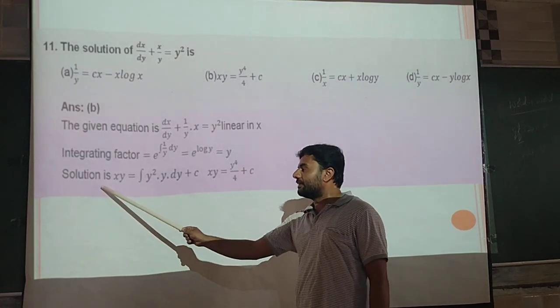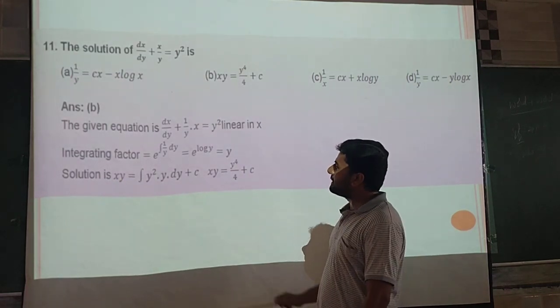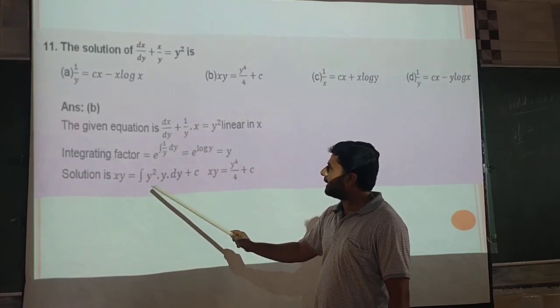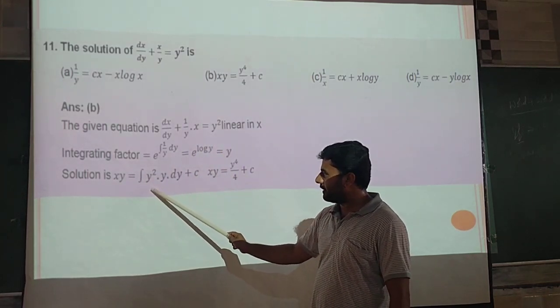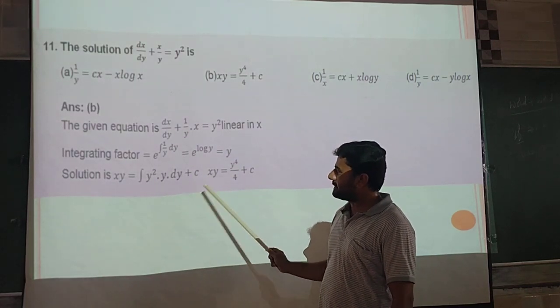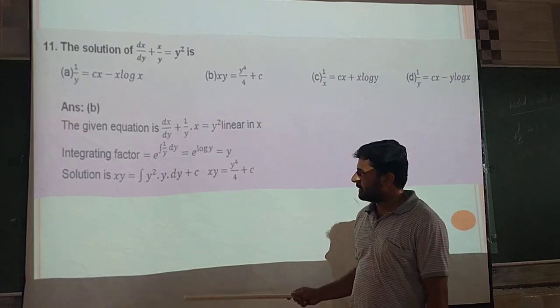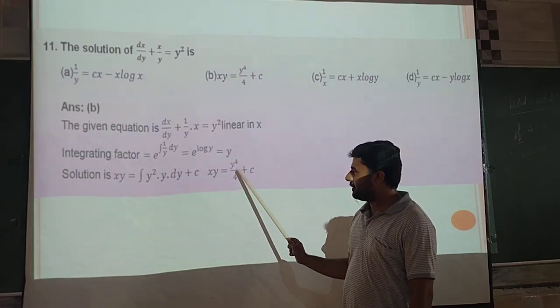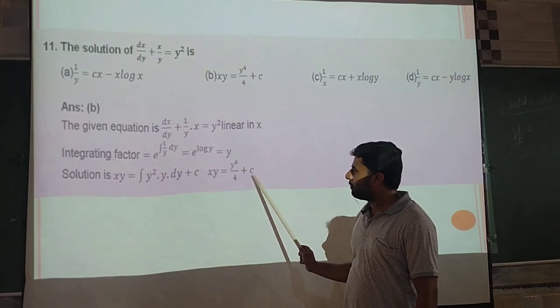Then the solution of the differential equation is x into integrating factor, that is x into y, is equal to integrate the value of q, which is here y square, into integrating factor value y, with respect to dy, plus c. Then x into y remains the same, integrate y square into y, y cube. Integrate y cube, below that y to the power of 4 by 4, plus c.